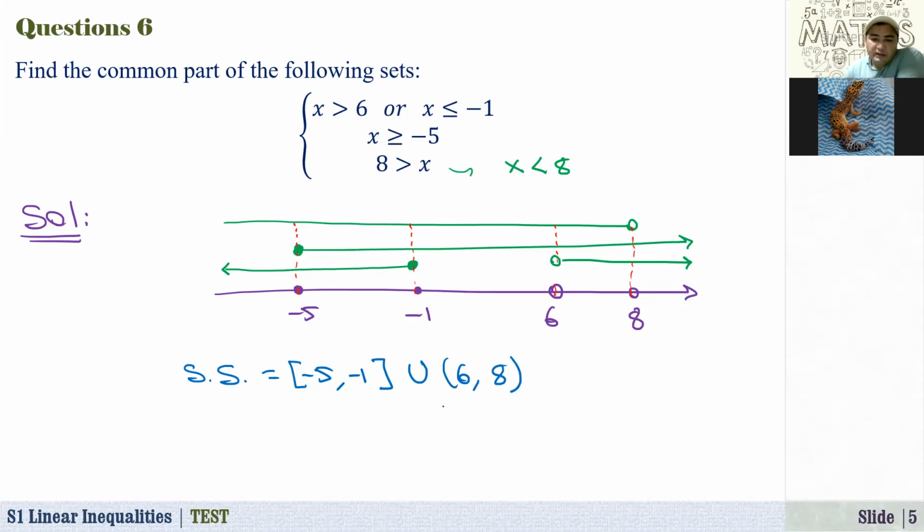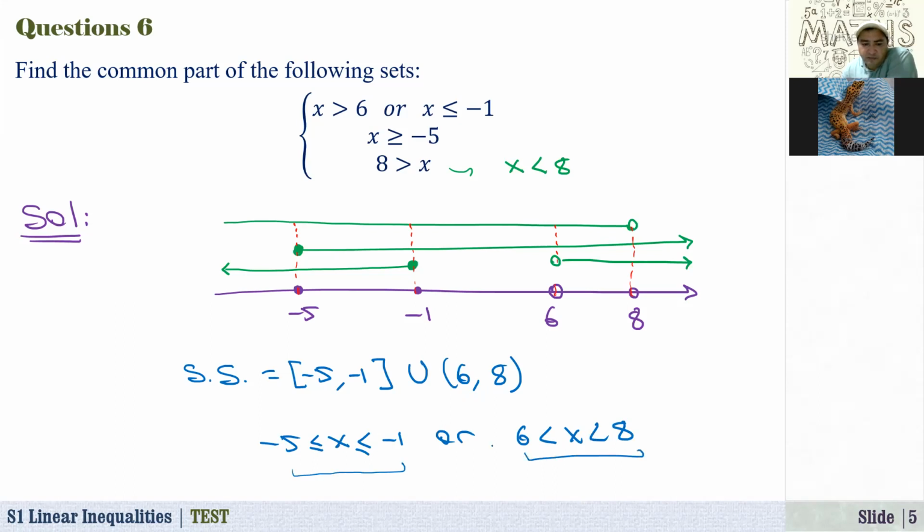Okay. And how about using algebraic expression? The solution set is -5 less than or equal to x less than or equal to -1, or 6 is less than x less than 8. And these are two intervals. If you pick any number from these intervals, either from the first one or the second one, it satisfies all the conditions or all the sets given in the question.